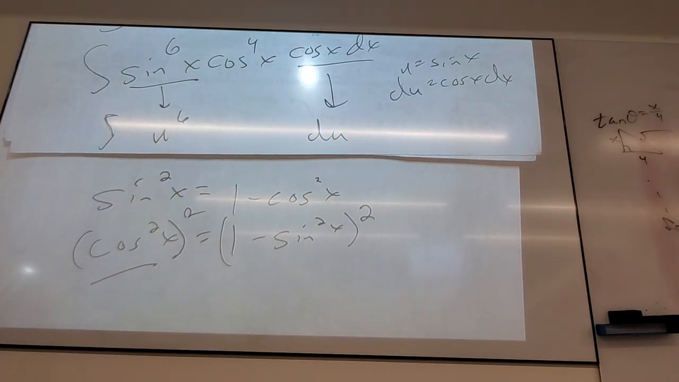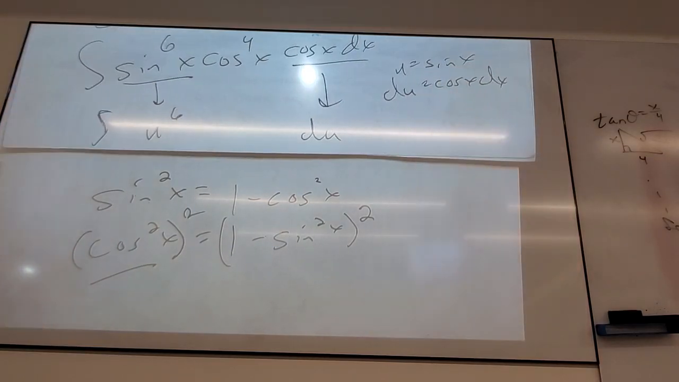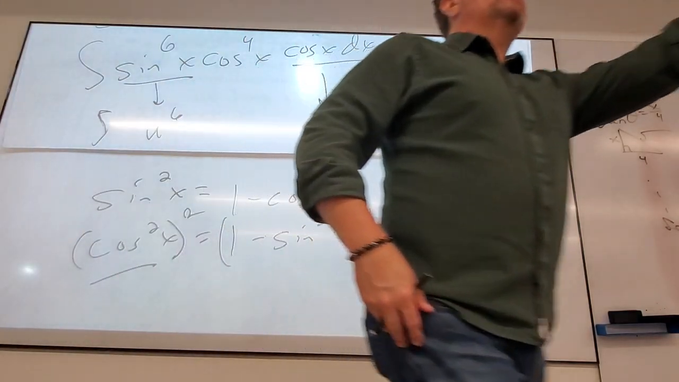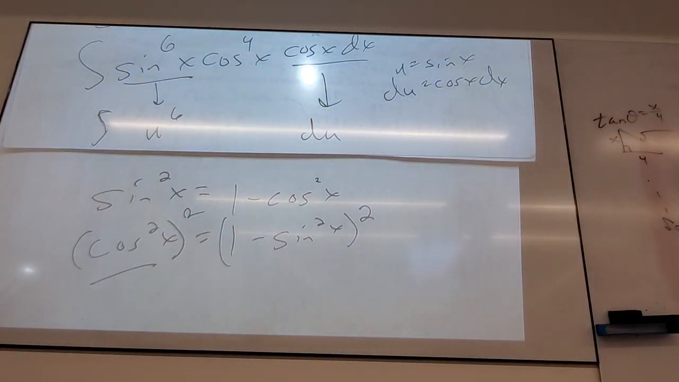And what is my motivation for doing that? I know u is sine x. So everything that isn't du, I need to have a sine x in it, so I can put a u there. Stupid cosine to the 4th, I need you in terms of sine, so then I can actually plug a u in.